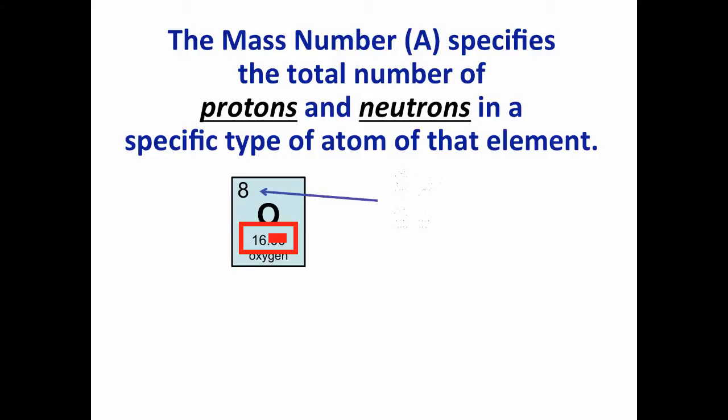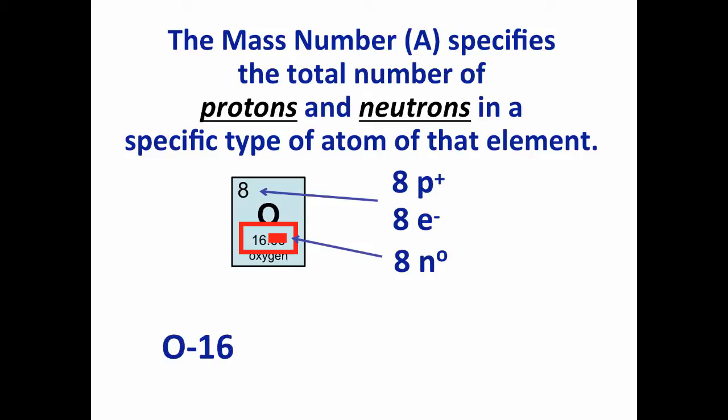So what we're going to do is we'll say an atom of oxygen has 8 protons and 8 electrons. The atomic number is 8. The 16, now in this case, remember, rounded off, indicates that we have a total of 16 protons plus neutrons. Since we know we have 8 protons, 16 minus 8 tells us we have 8 neutrons in that particular sort of most common type of oxygen atom.